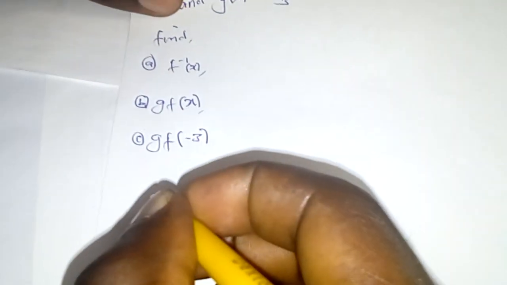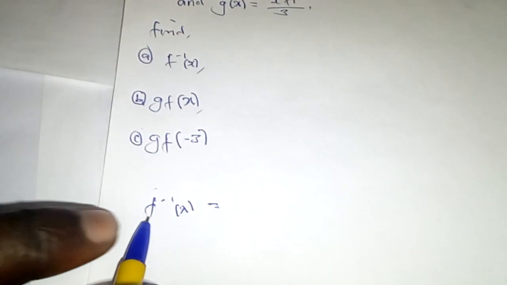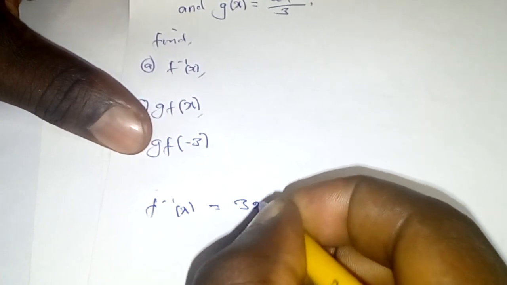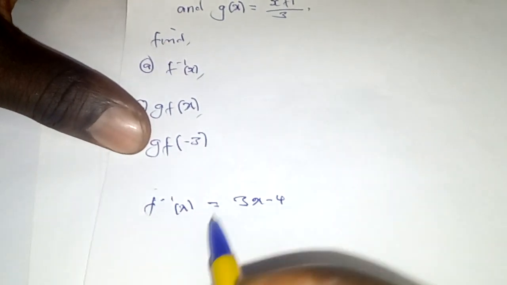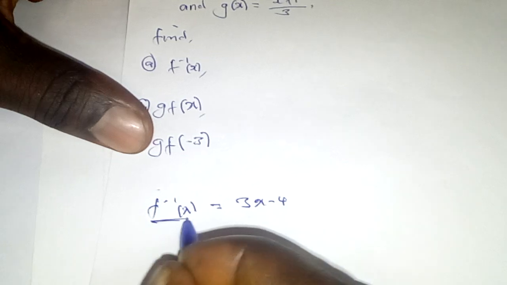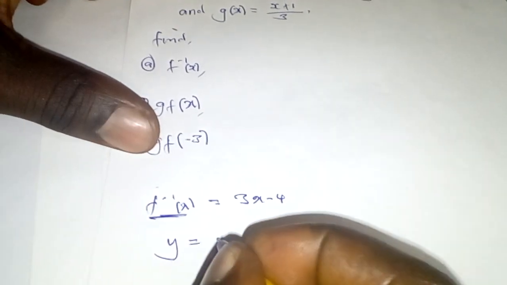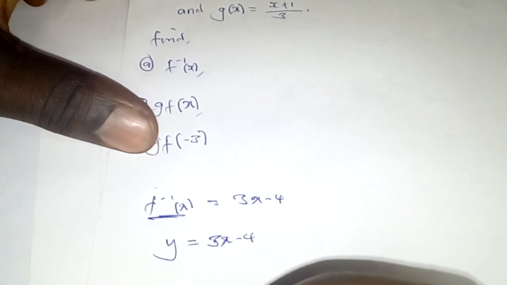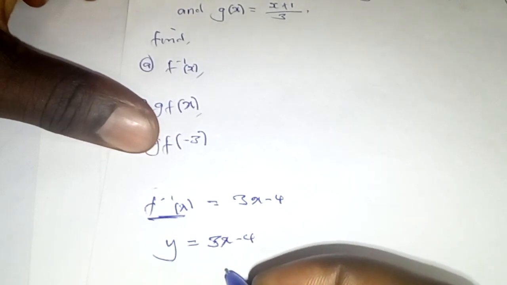From here, the first one, we are finding the inverse of f. So the function of f is 3x minus 4. To find the inverse, we are going to introduce a y and equate it to the same function, which is 3x minus 4. Here we are going to make x the subject of the formula.